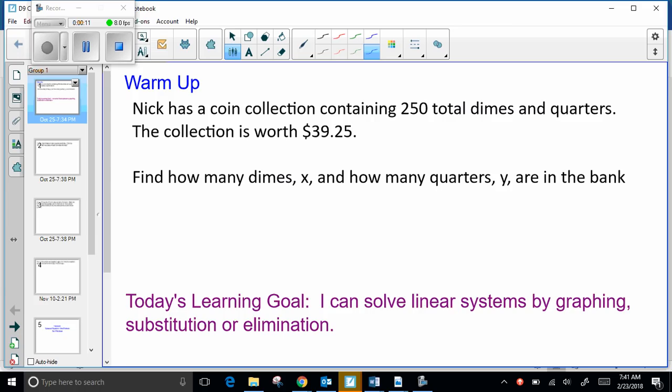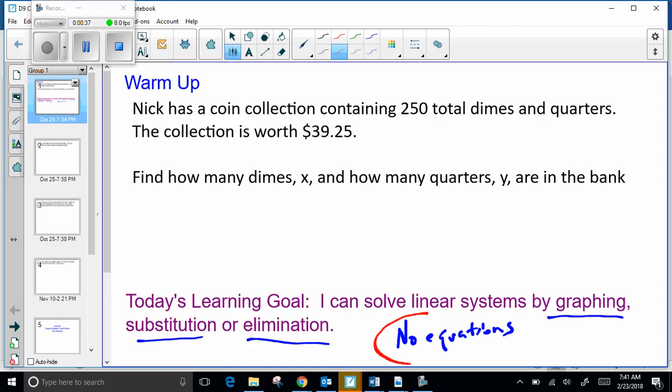Now we're going to solve linear systems by graphing, substitution, or elimination. But I've got to say that's probably not a surprise to you. Those are not new things for us. What is new is when we have these puzzles, or word problems as we call them, and there are no equations. The linear system has not been set up yet. And so that is now your job. You get to be the one to write the equations.